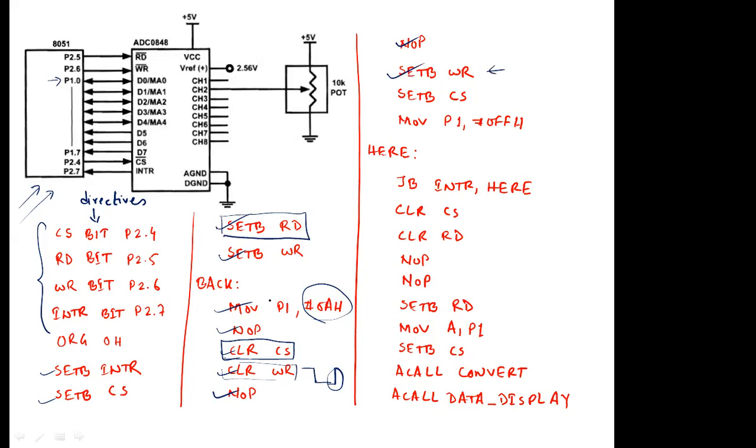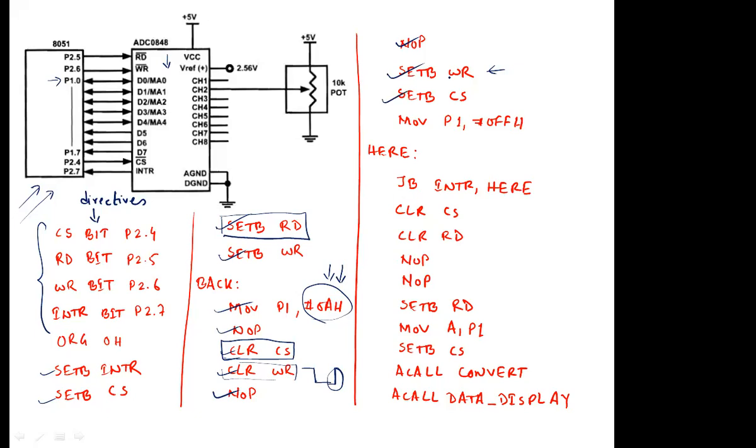The data that you move to P1 will directly go to this ADC. Your WR will latch in the address. It will understand that this is the address from where I need to select the channel, and it will take input from the channel and your data conversion will start. All right. Then we again set CS is equal to 1.